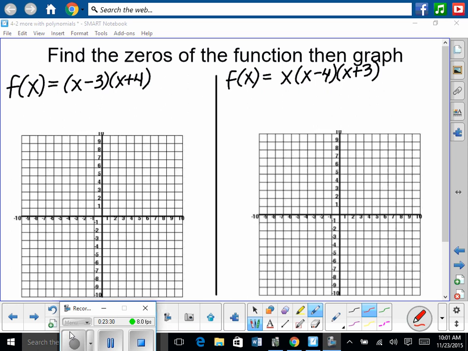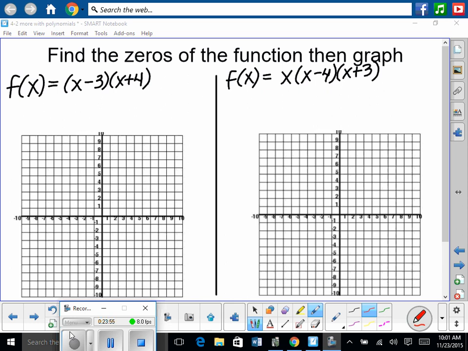Okay, so it says, find the zeros of the function, then graph. Well, guys, finding zeros is the whole reason we learned how to factor, and we've learned how to factor a lot of different things. Remember, the whole point of factoring is so that we can get down to linear factors, meaning factors that are degree 1, right? So if it's already factored, then it's easy, right? So the whole point of factoring is so we can set our linear factors equal to 0 and solve.